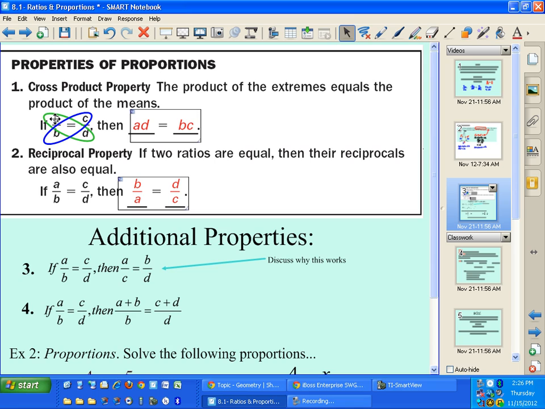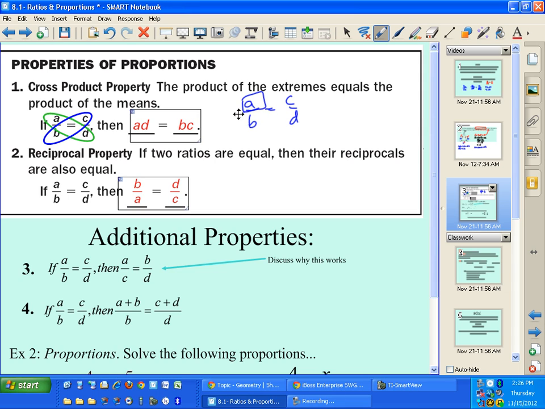We would multiply A times D equals B times C. But if you don't remember that, just think about it in terms of an algebra problem, and we could go ahead and solve this. Well, if I was solving for A, say that's what I wanted to solve for, well, what would I do?